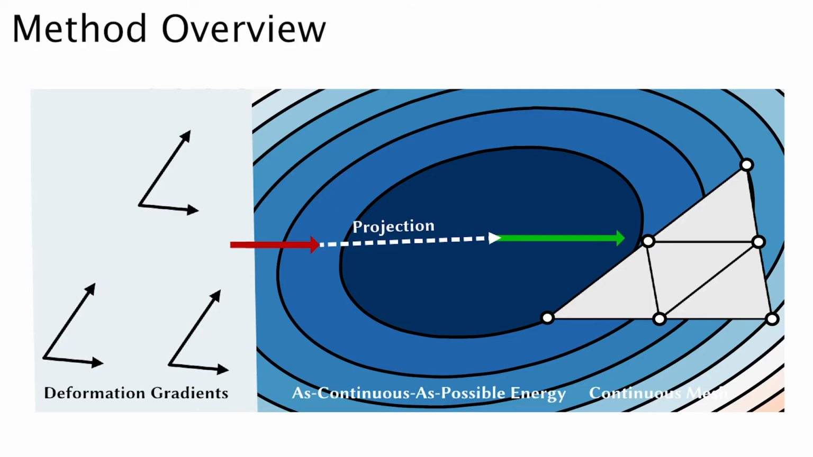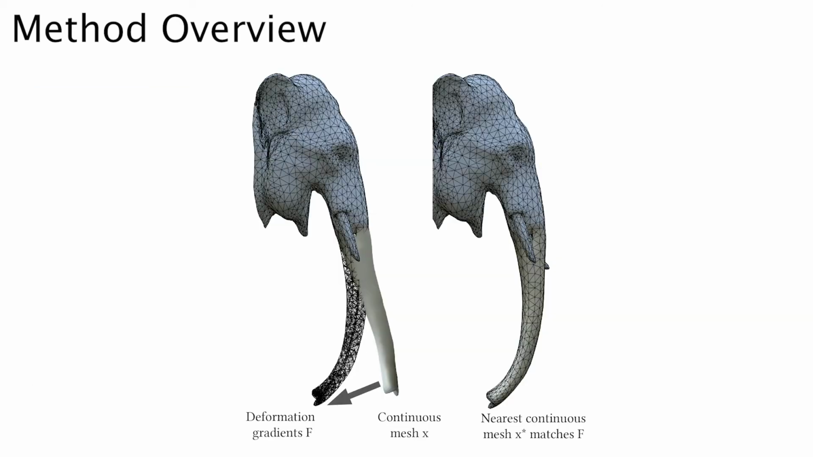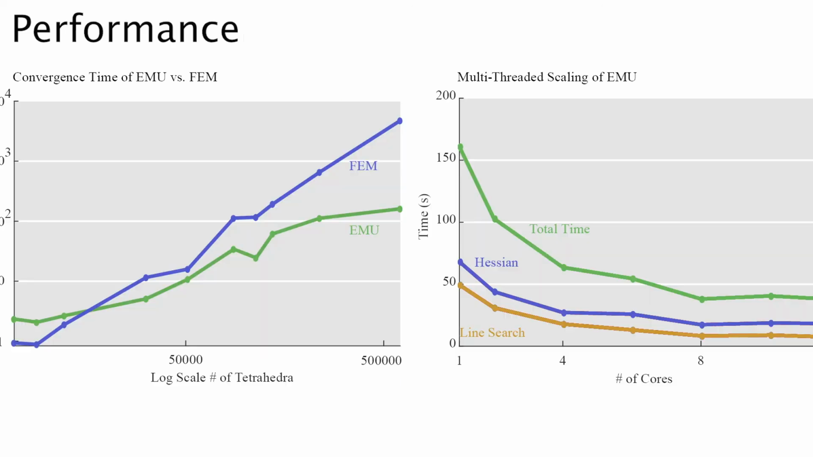Like most other physics simulation problems, EMU boils down to an energy minimization problem. However, the novelty in our framework is that we use the deformation gradients for each element as the degrees of freedom in the energy minimization while visualizing the deformations on the nearest continuous mesh. The nearest continuous mesh is a continuous mesh whose elements most closely resemble the deformation gradient solved for by the energy minimization. On a single core, EMU's performance over FEM increases as mesh size gets larger.